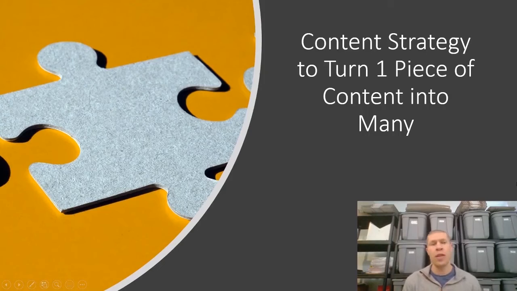So this is an issue that a lot of content creators face: creating enough content consistently across platforms. It can be a full-time job if you don't know what you're doing, you don't have a content strategy, and you don't have a distribution strategy to turn that one piece of content into many. There are many forms of a distribution strategy.